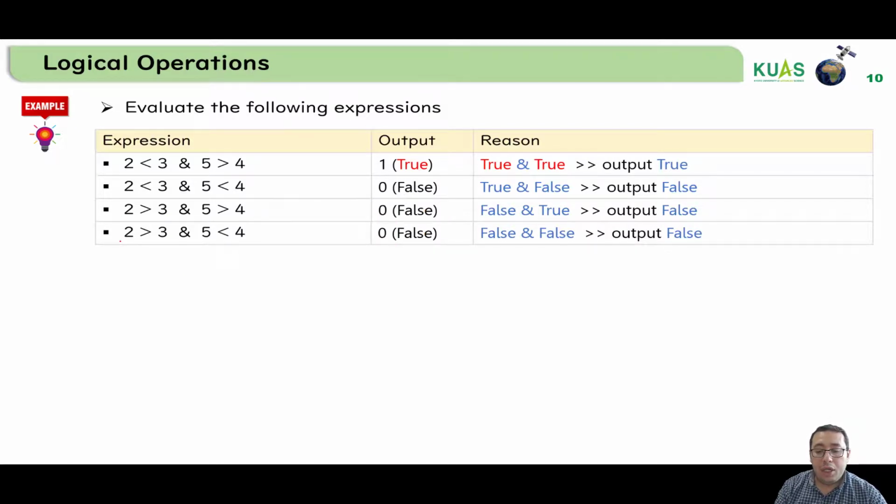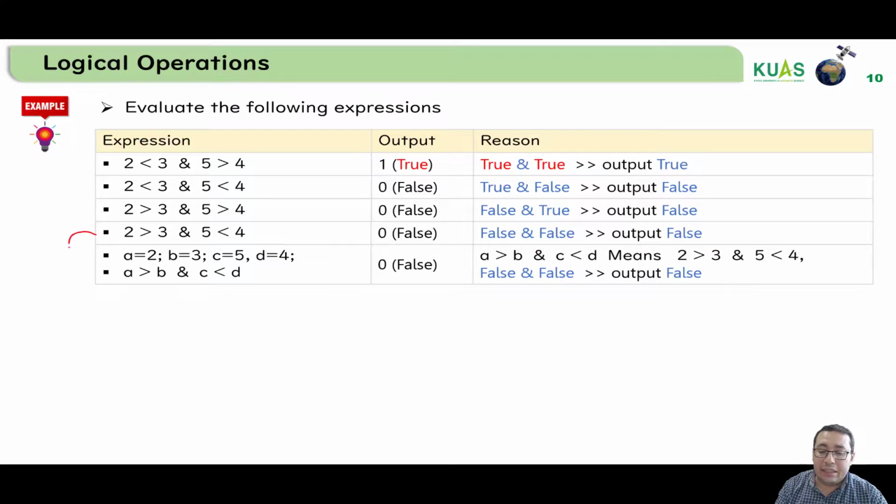The next one: is 2 bigger than 3? That's false. Is 5 less than 4? That's false. So if we have these two, false and false, the output will be false. So in all cases of AND, the output will be false if at least one or all of the conditions are false. The only case where AND will be true is when all the conditions are true.